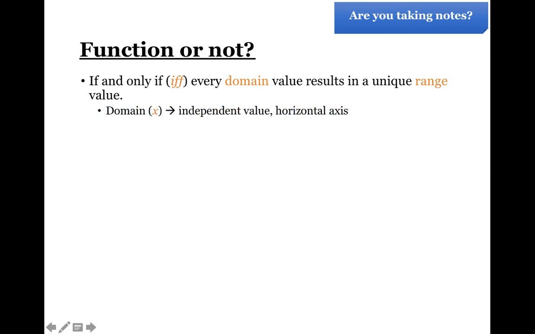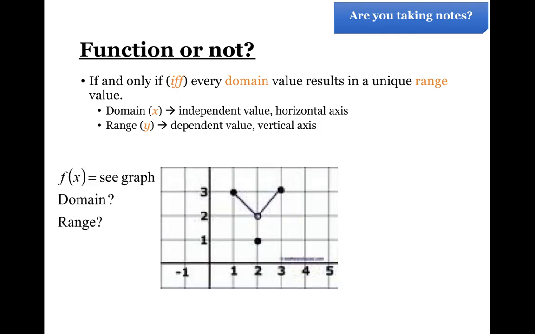The domain is the independent value or the horizontal axis, and the range is what we refer to as the dependent value, right? We control the x. That's the input. Y, or your range values, are your output. That's what happens as a result. So if and only if every domain value, so every x value, results in a unique y value.